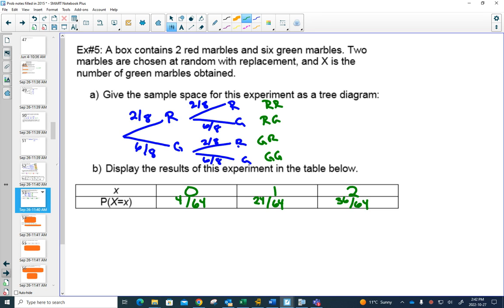24 out of 64. And the reason I wanted to keep them all out of 64, even though I knew I could reduce them, is I think it's really easy to see if they're all out of 64 when adding them up that it still adds up to 1. I mean, this could have been reduced to 1 out of 16. This one could be 6 out of 16. And this one, 9 out of 16. That would work as well to still see that it adds up to 1. But I kept them as their full fractions in this case.